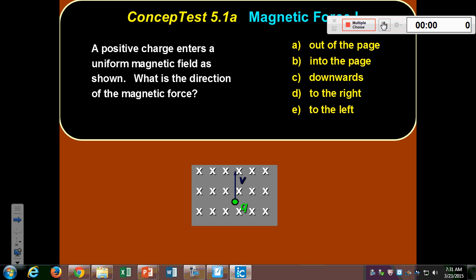All right, here we go. So what is the direction of the force? This is a positively charged particle traveling in a magnetic field. What's the direction of the magnetic force? There you go. All right, it's about 5 more seconds or so. I'll stop at 35. Just guess if you don't know.